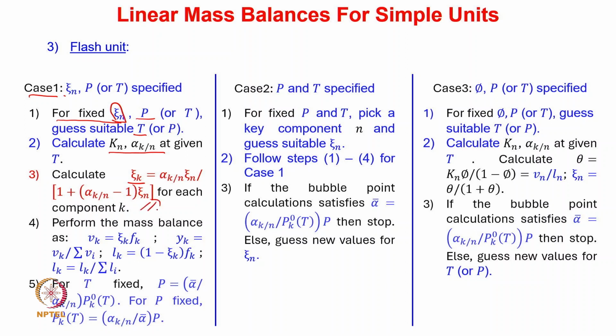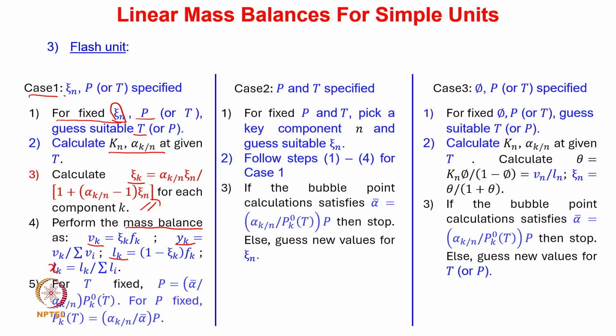Once we know the zeta k, the split fraction for all the components, we can perform the mass balance. So you can find out what will be the molar flow rate of the vapor. We can find out the mole fraction of the kth component in the vapor. We can also find out the molar flow rate of the kth component in the liquid, and also we can calculate xk. So we can calculate xk here. xk is given as lk divided by summation of li.